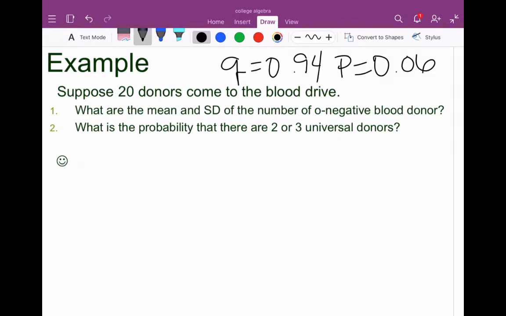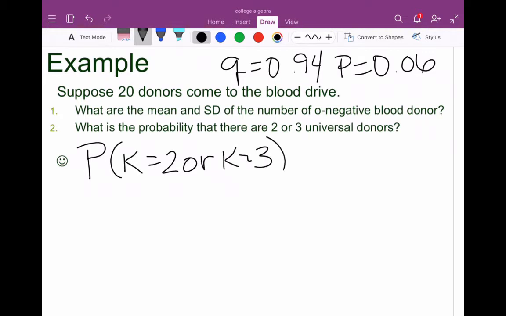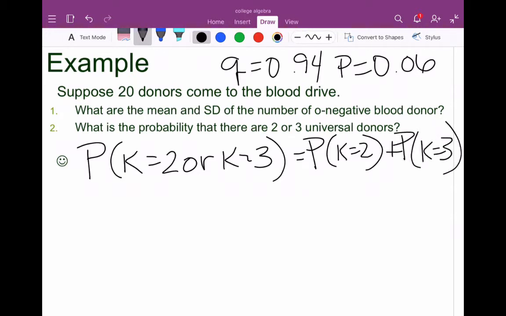Our second question is asking us, what is the probability that there are 2 or 3 universal donors? So this is going to be the probability that our number of successes is 2, or our number of successes is 3. Since I'm using the word or, that indicates I'm going to add, so this would be the probability of having 2 successes plus the probability of having 3 successes.